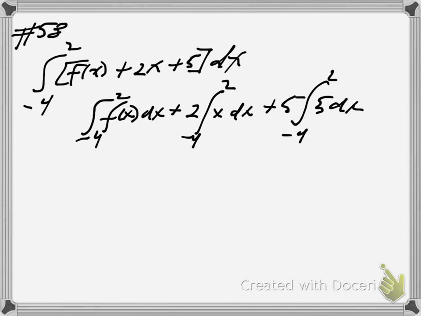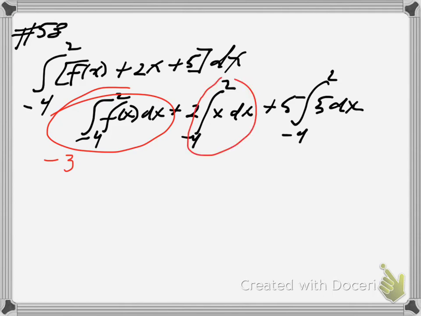Now we've already concluded that the integral of f of x, that first piece, is -3. We've already figured that out. Okay, so that guy's -3. Well, let's find the area under the curve of the function x. Now I'm looking at the second piece. I'm just going to graph this so I can figure out what that area is. We're looking at it from -4 to 2, and I'm looking at the function x.